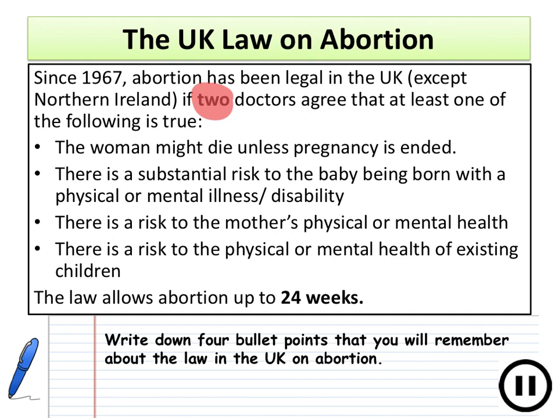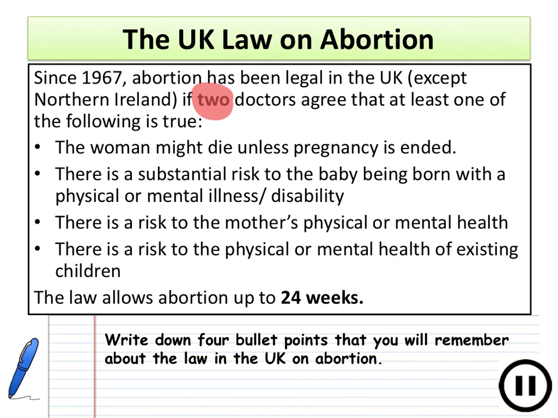So the criteria are, the woman might die unless a pregnancy is ended, so this is a danger to the mother's life. There is a substantial risk to the baby being born with a physical or mental illness or disability, so this is a risk to the quality of life of the child. There is a risk to the mother's physical or mental health, so this is not about whether the mother will die, but about her physical or mental health being impaired because of having to have this child. Or there is a risk to the physical or mental health of existing children.